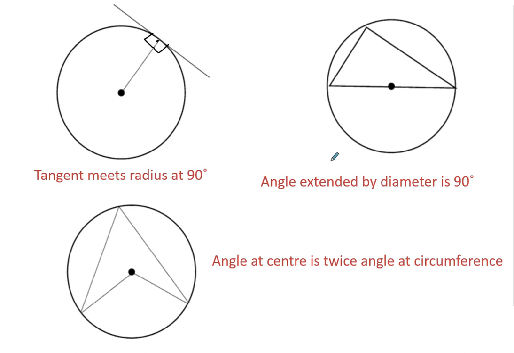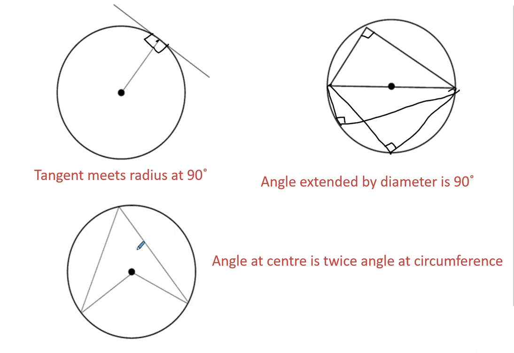Second one is angle extended by diameter is 90 degrees. So even if you had something like that, whoa, that would be 90 degrees. If you had something like that. So any angle extended by the diameter is 90 degrees.